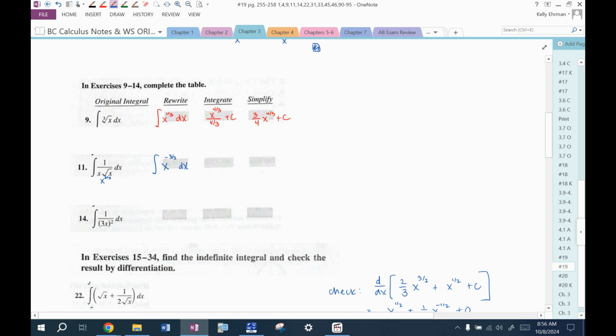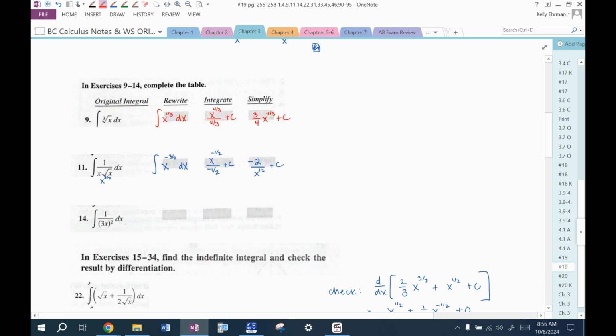All right, and then add 1 to the exponent. So add 2 over 2. So you get x to the negative 1 half divided by negative 1 half plus c. Clean that up. That's negative 2, and then I'm going to send x to the 1/2 down to the bottom, plus c.